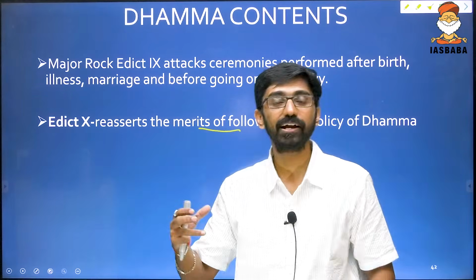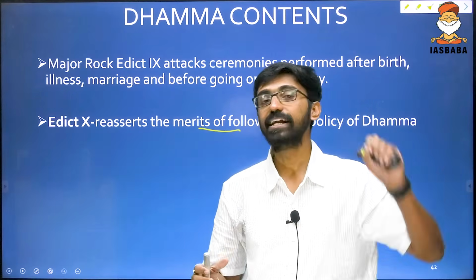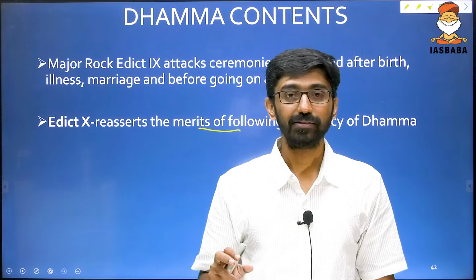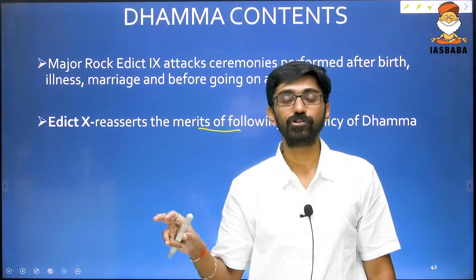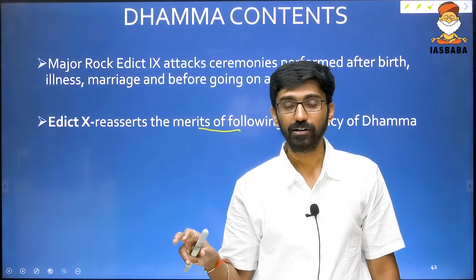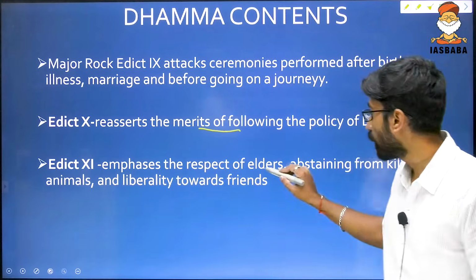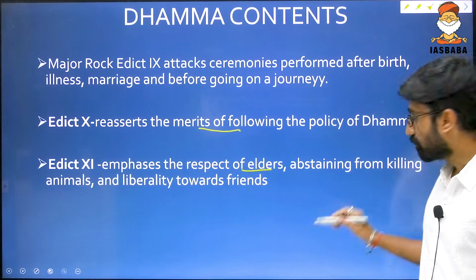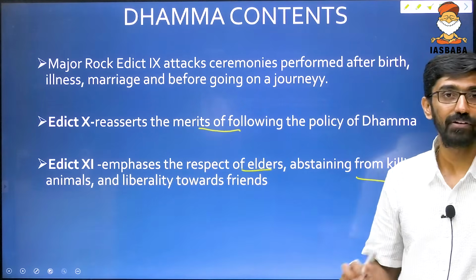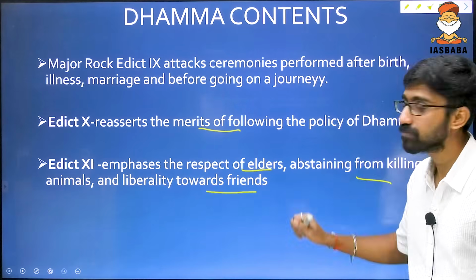Because the Indian Constitution again talks about the dignity of the individual. So we should respect the dignity of other individuals. So this is the 10th rock edict. Again, the 11th emphasizes respect for elders, abstaining from killing animals one more time, and liberality towards friends also.